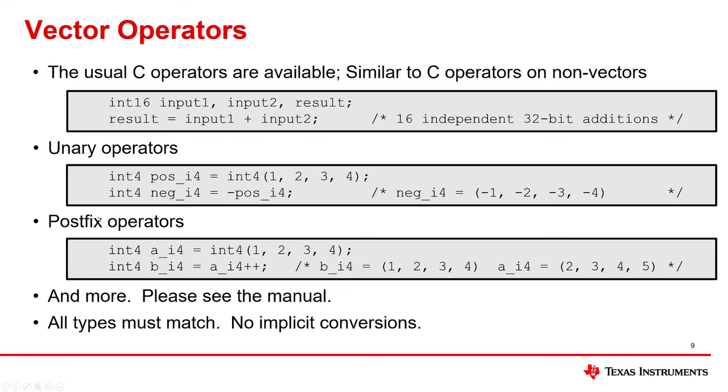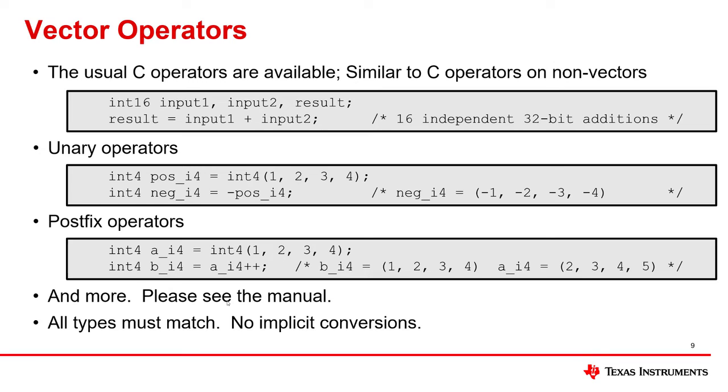Postfix operators are available. Again, we start with a vector that's got 1, 2, 3, 4. We apply the postfix, add 1 to it. Each element of that vector in A went up by 1. The original A gets copied to B, and then the increment happens, just like you're used to with post increment. And there are more of these. Please see the manual. I'm not going to cover all of them in this video because I think you get the sense of how these all work.